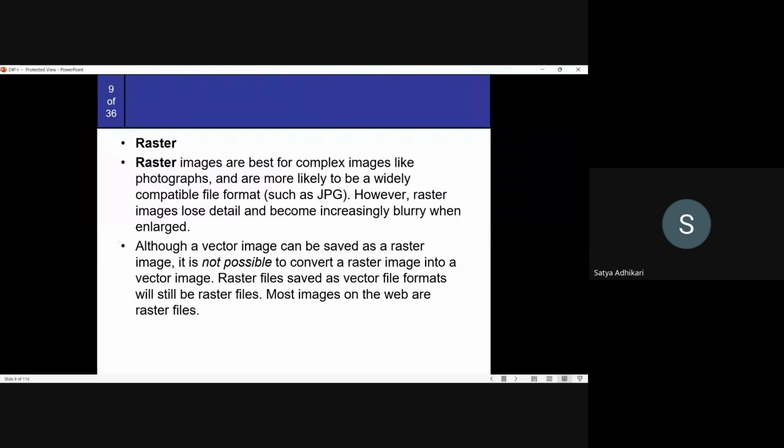Although a vector image can be saved as a raster image, it is not possible to convert a raster image into a vector image. So the vector file can be converted to the raster format. It loses its advantages of the vector format, but can be converted. But the reverse is not true. The reverse means you cannot convert a raster file to a vector file. So a raster file saved as a vector file format will still be a raster file. Most images on the web are raster files. That is, if you enlarge it, it becomes blurry or not clear.